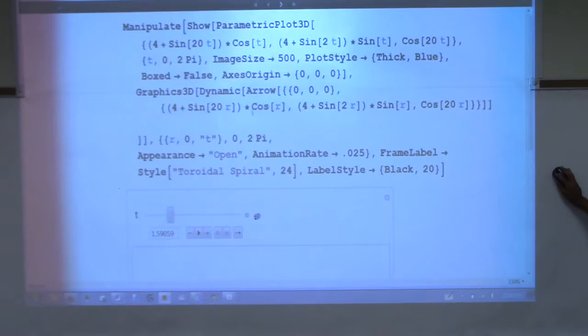You can adjust the 20, and the 20 in here has an impact on the period, just like it did with sine and cosine. If I change these numbers, it'll change how close together they are.